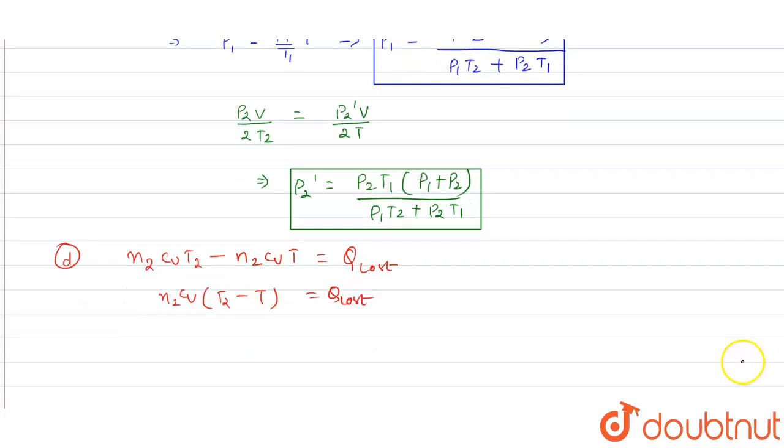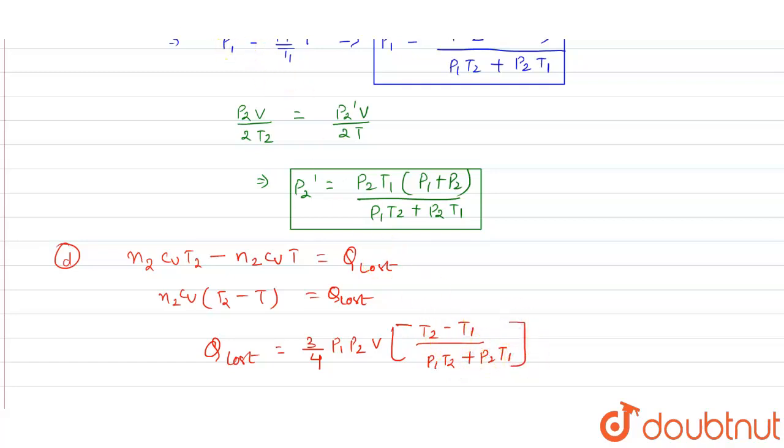Now substituting the respective values, N2 we have calculated, CV we know is 1.5 R, T2 is T2, and finally T is the equilibrium temperature. So putting the values we get Q lost, which comes out as 3 by 4 P1 P2 V into (T2 minus T1) whole divided by P1 T2 plus P2 times T1. Okay, so this is our heat loss on the right hand side. Our question is complete with this. So thank you.